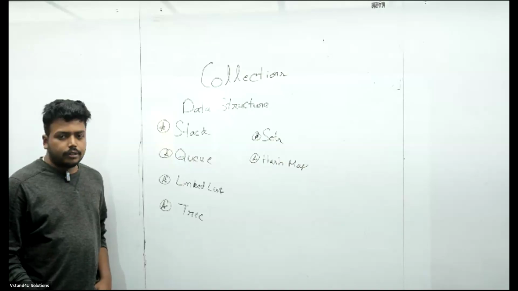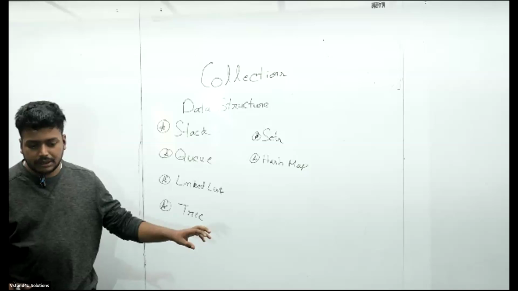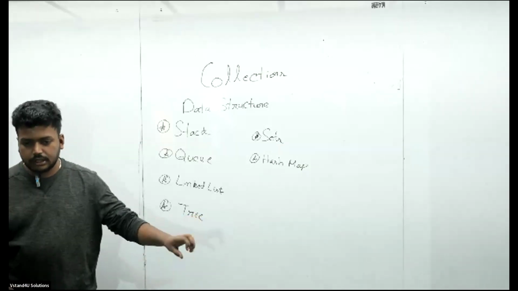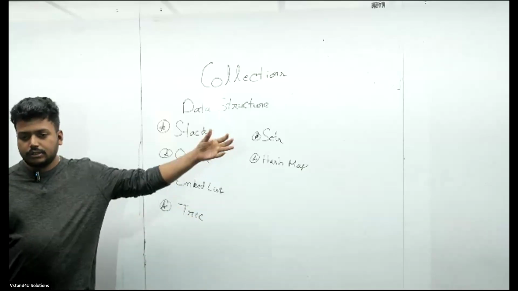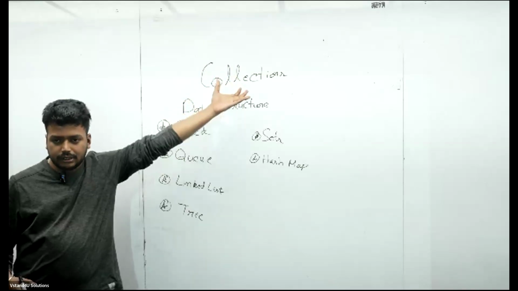Yeah, there are a lot of things. Apart from this, there is linear search, binary search, quick sort, merge sort, and so many other things. That will come under the data structure part.